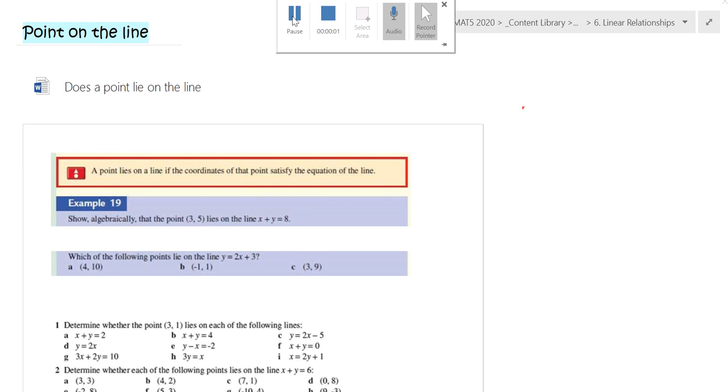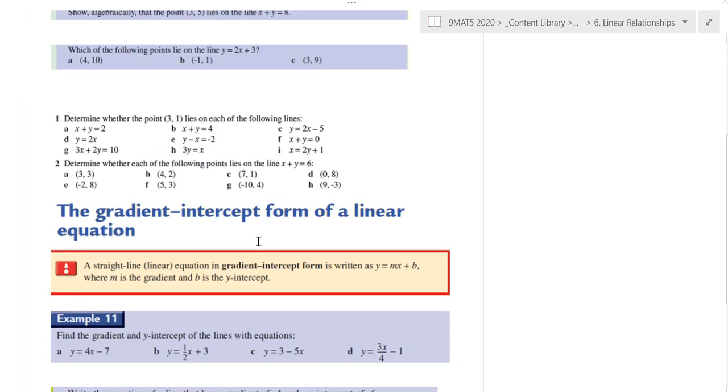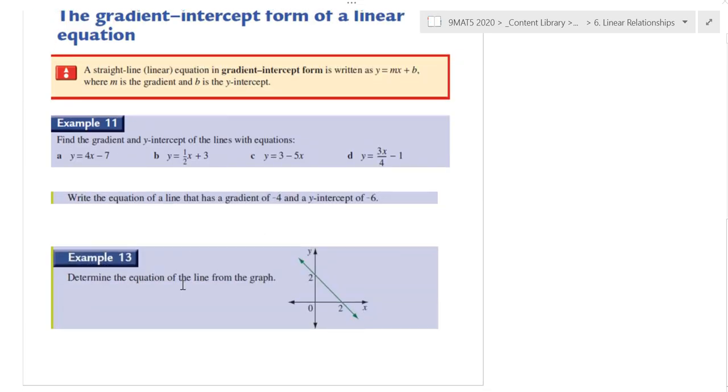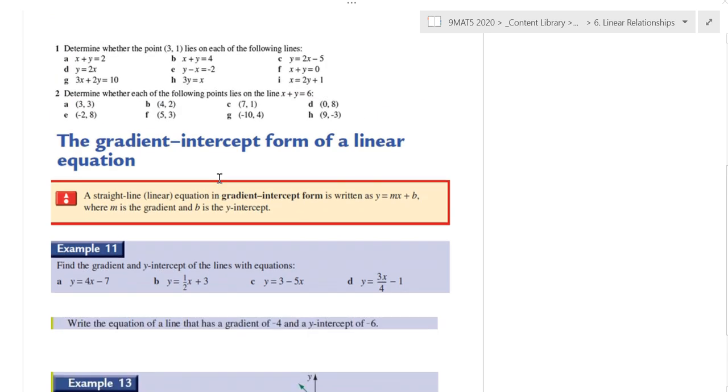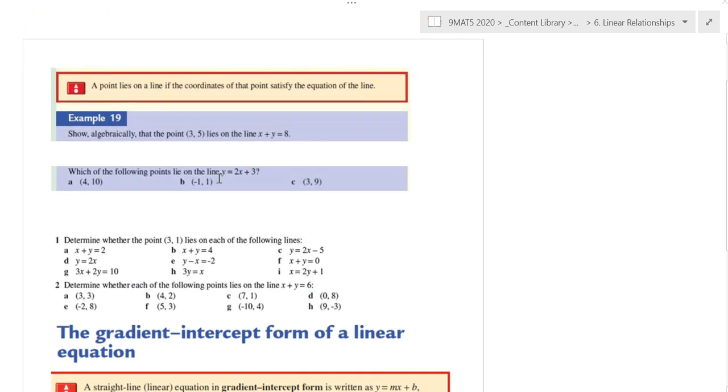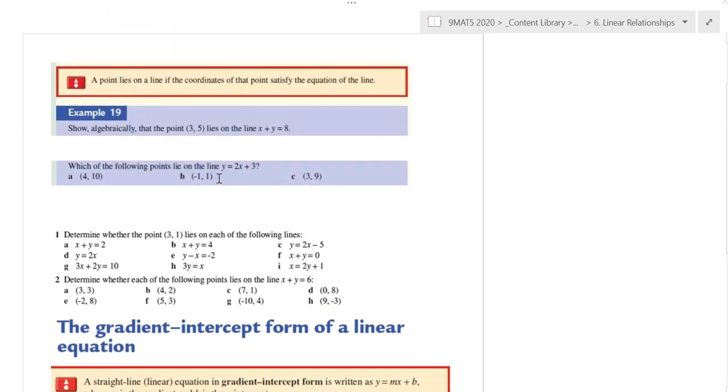Okay, today we're going to look at two things. We're going to look at how we prove if a point lies on a line, and then the second thing we're going to do is find the equation of a line from a graph, which is what we did yesterday as well. So we're repeating what we did yesterday. Let's have a look in the first place.